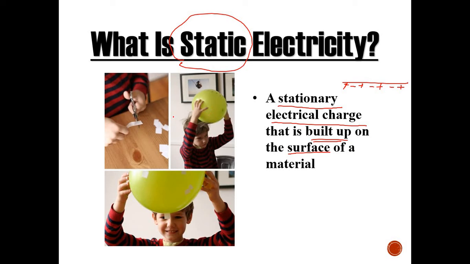So this boy rubs the balloon with his hair, and he found out that the balloon can attract the pieces of paper that he has cut before. So the balloon and the paper have an interaction, or we call this static electricity, because of the friction here.